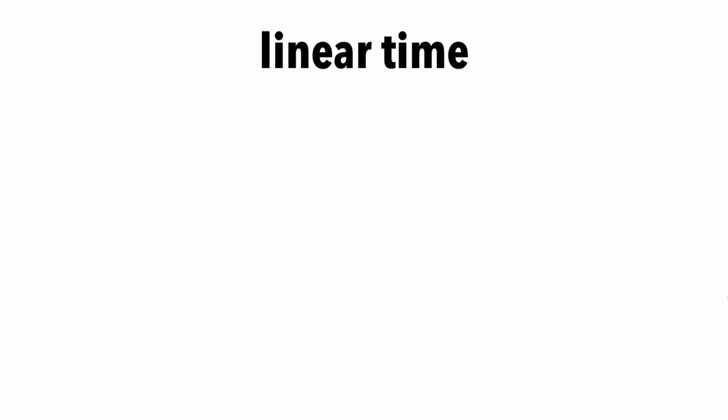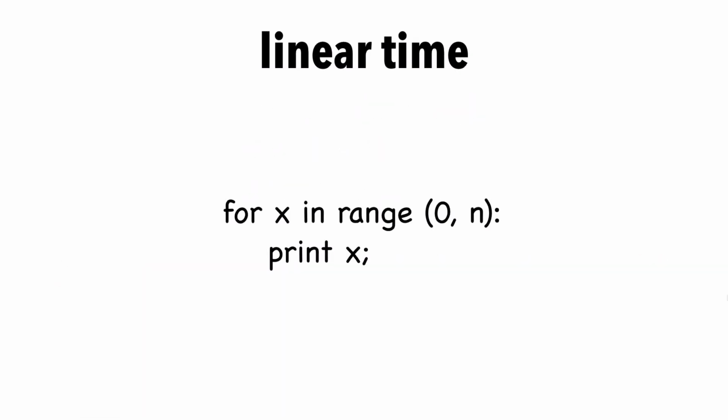Let's look at linear time. Suppose we have the following for loop that prints the numbers 0 to n. You know the print statement is big O of 1. This means the block of code is n times big O of 1. In other words, big O of n.